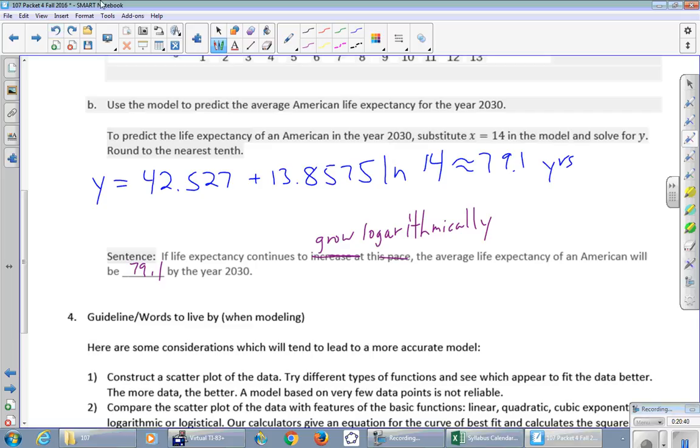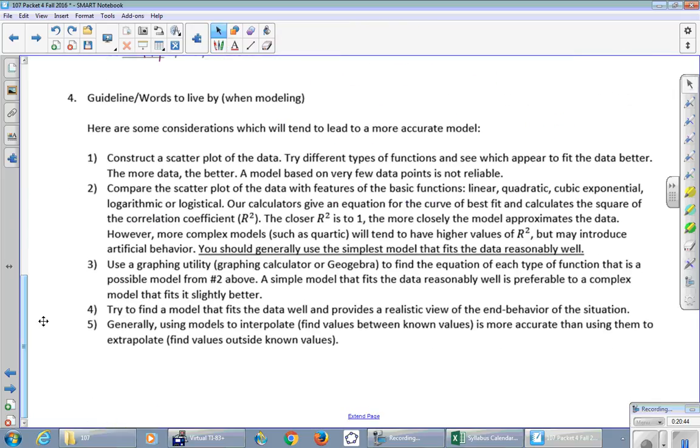All right, and then before you jump into the activity, just some words to live by. So typically you'll make a scatter plot. You're going to try maybe a few different types of functions to see which one appears to fit the data better. The more data you have, the better, obviously. If you have only a few data points, then any prediction we make is going to be with a big old grain of salt, right? Okay, you're going to compare your scatter plot with the features of all the functions that we just talked about.